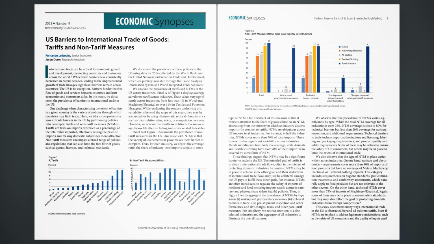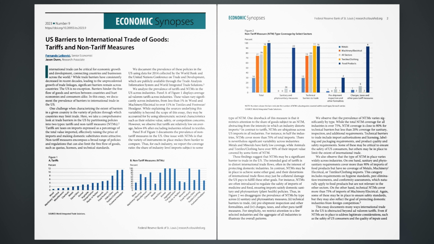We document the prevalence of these policies in the U.S. using data for 2014 collected by the World Bank and the United Nations Conference on Trade and Development, which are publicly available through the Trade Analysis Information System and World Integrated Trade Solutions. 3. We analyze the prevalence of tariffs and NTMs in the U.S. across industries. Panel A of Figure 1 displays average ad valorem tariffs across industries.